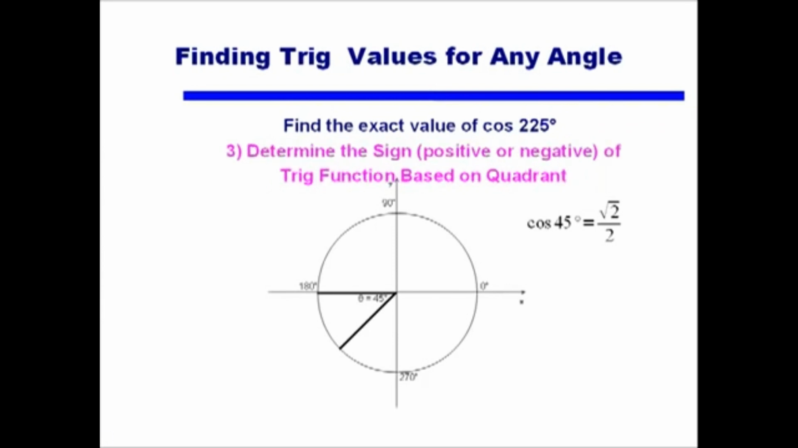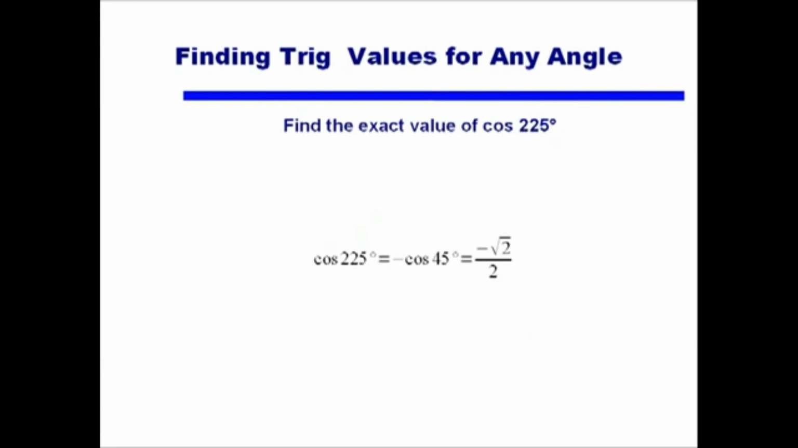Well, we have one more step. We need to know whether or not our trig function is positive or negative. So we look at the quadrant, and we have our terminal side in quadrant 3. And if we go back and remember that all students take calculus, and if we have quadrant 3, only tangent is positive, which means our cosine is going to be negative in quadrant 3. So that means the cosine of 225 degrees is equal to negative cosine of 45 degrees, or negative square root of 2 over 2.